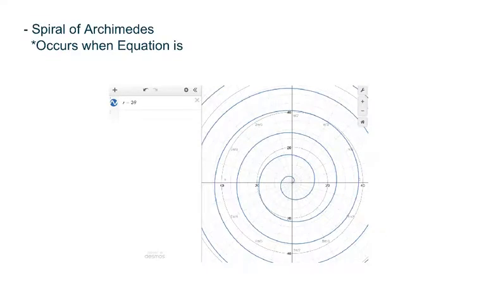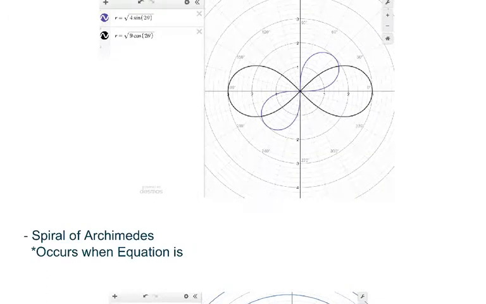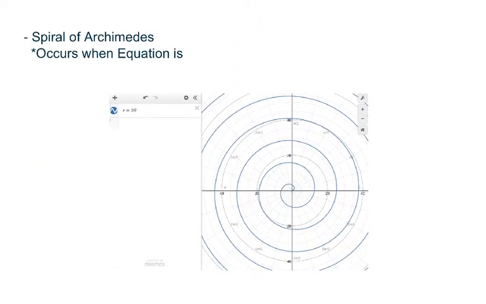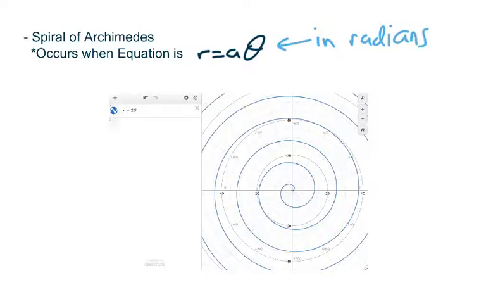The last one is the spiral of Archimedes. This one really doesn't end. It doesn't make a nice loop like the limaçons, or the cardioids, or even the circles or the roses. This one just goes on forever. This happens when the equation is r equals a theta, and the key here is that the theta has to be in radians. If it's not in radians, it's not going to work.